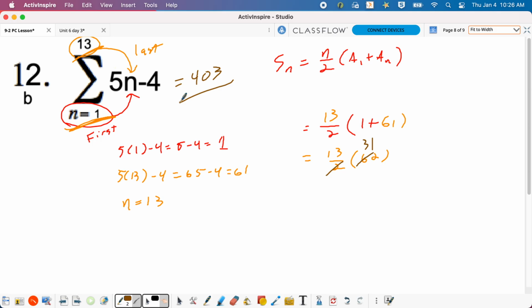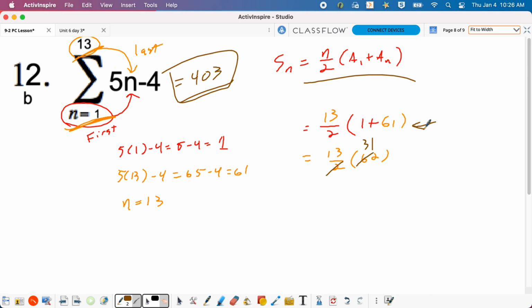Which says if I plug 1 into this function and get an answer, I plug 2, 3, 4, 5, 6, 7, all the way up to 13 into this function, and I have 13 numbers and add them together, they're going to add up to give me 403. But that's a pain. Knowing this formula and how to get your values makes it a little bit easier.